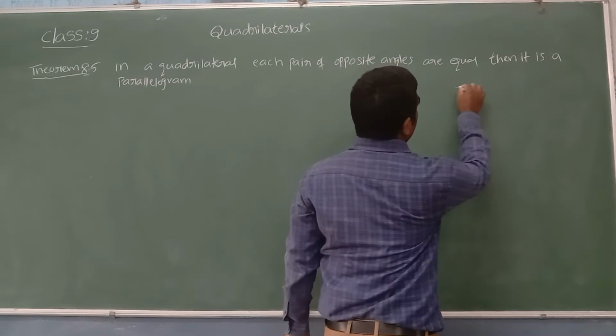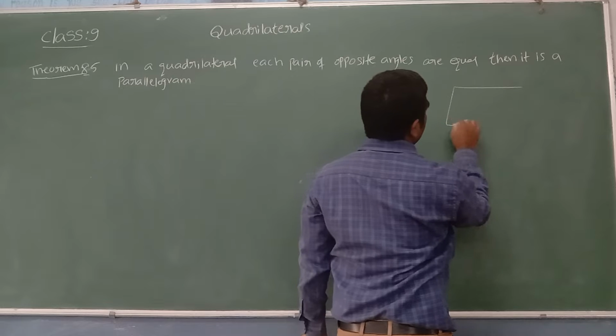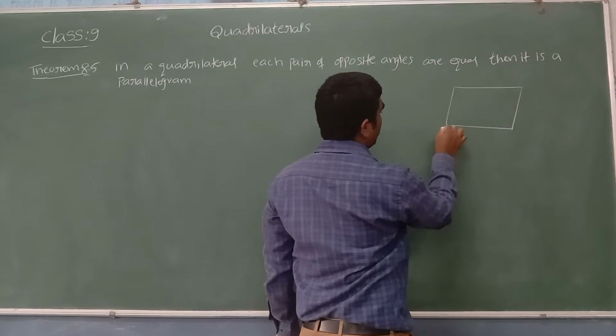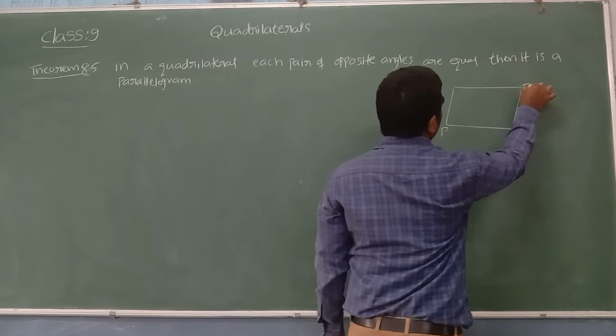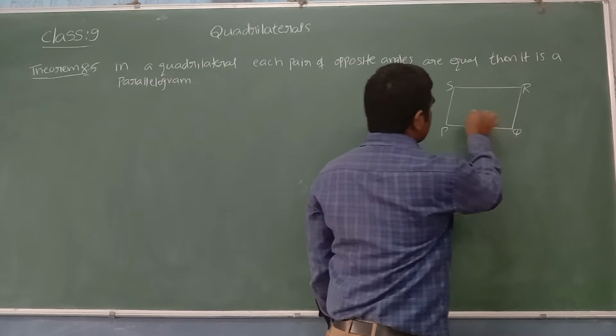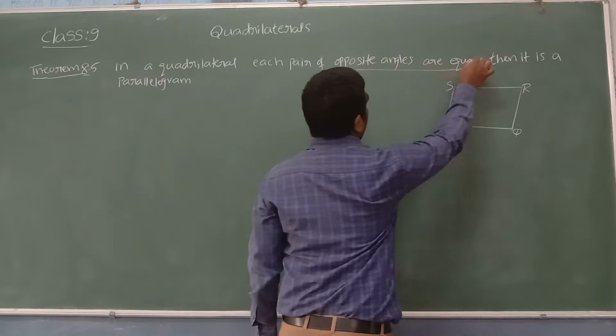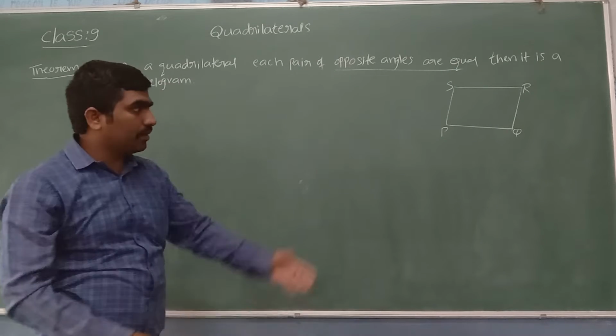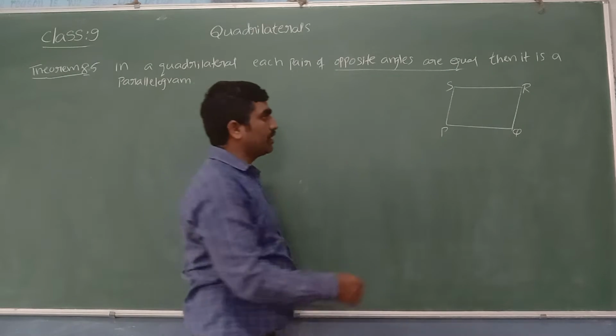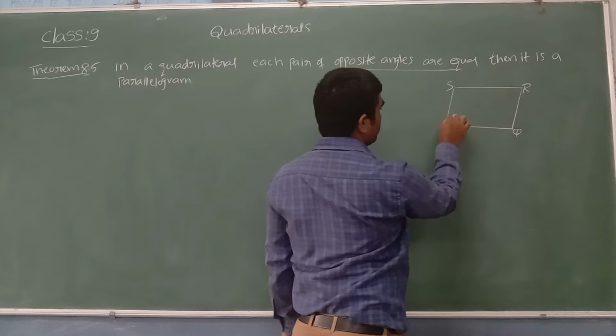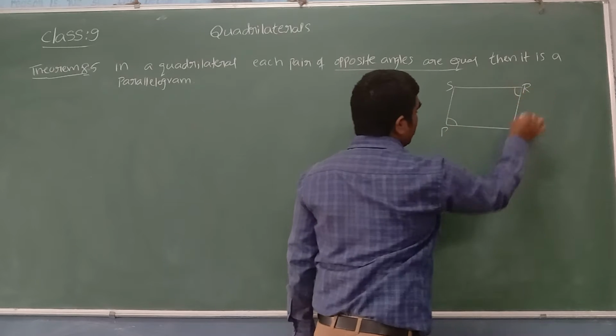So let me draw one quadrilateral and name it PQRS. About this PQRS quadrilateral, what did they say? Sir, they said opposite angles are equal. Tell me what are the opposite angles in that figure? P and R are opposite. They said angle P is equal to angle R.